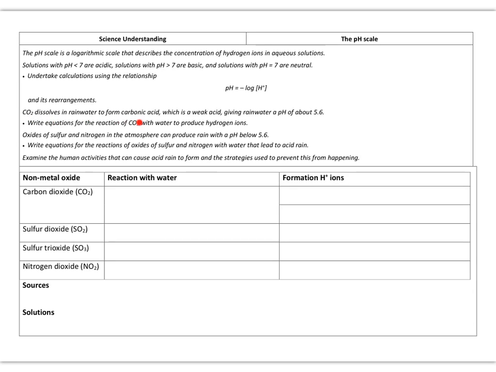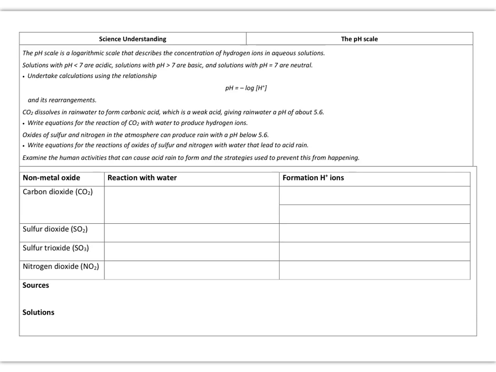Carbon dioxide dissolves in rainwater to form carbonic acid. We've actually already seen that in the previous video, which is a weak acid giving rainwater a pH of about 5.5. So rainwater, because of the carbon dioxide in the atmosphere, is slightly acidic. Now, oxides of sulfur and nitrogen are also released into the atmosphere through the use of internal combustion engines and the burning of things like coal that contain particularly sulfur. There are also some industrial processes that make fertilizers and that sort of thing that also release nitric oxides that lead to acid rain.